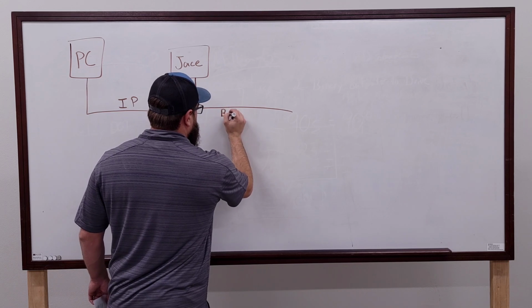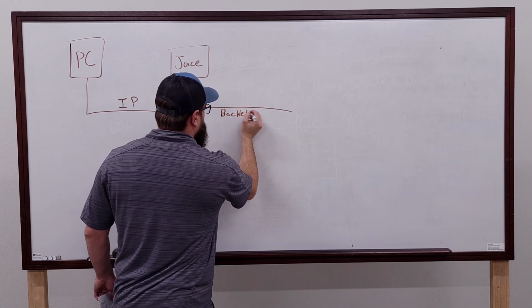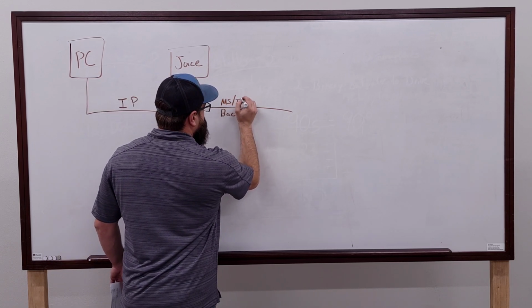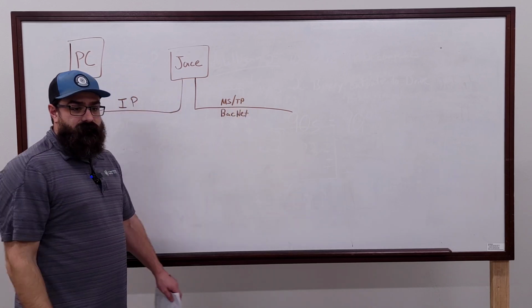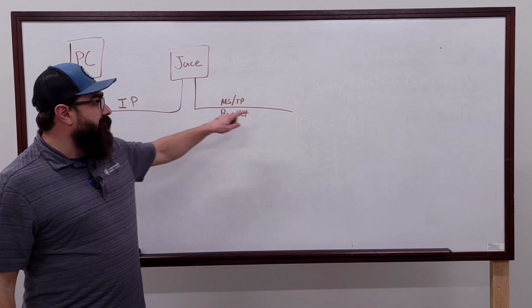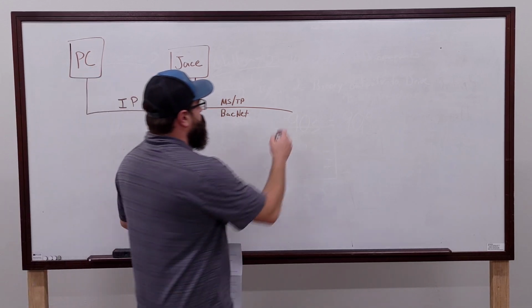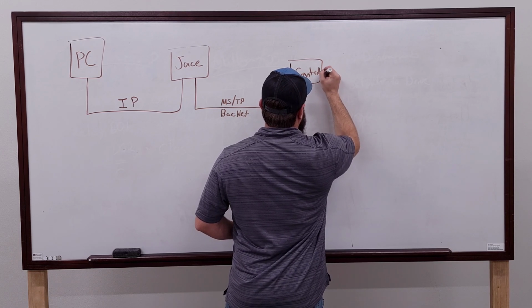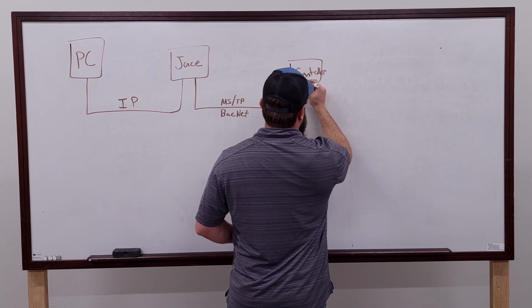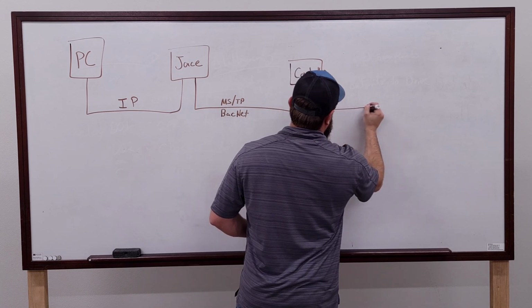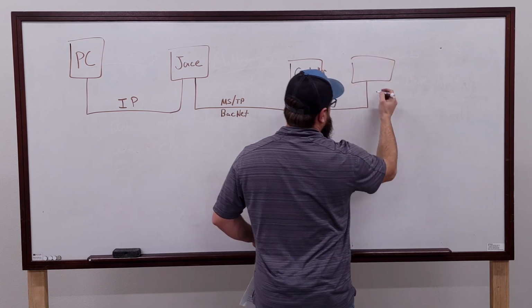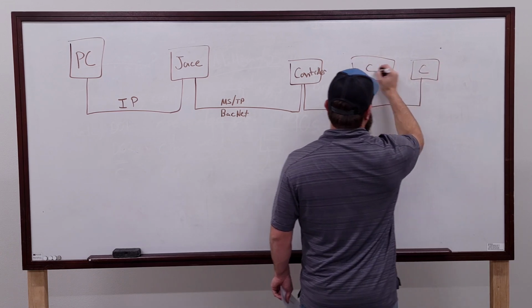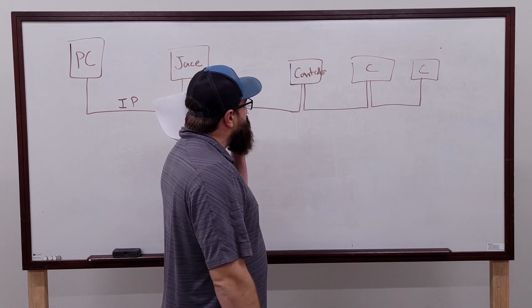Out of the Jace, typically what we use is BACnet, but there are multiple other protocols, MSTP, Master Slave Token Passing. This is a hardwired connection between this device and your controller. Then out of there, you have another wire that will go to the next controller, and another wire that will go to the next controller until you reach the last one. So these are all controllers.